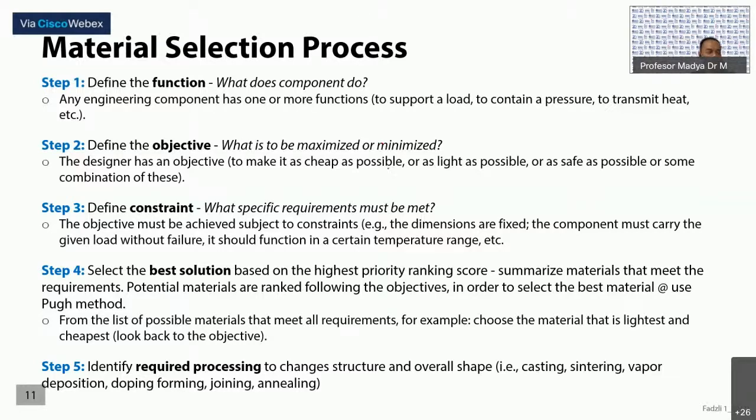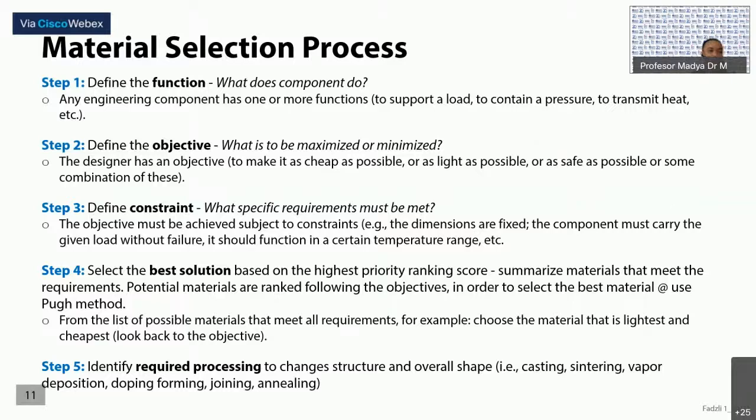Okay, sorry. So kita ada 5 step. The first step, define the function. Maksudnya you punya contoh, you nak buat produk you adalah kerusi. So that, of course, the function of the kerusi need to support the load of the human. Maksudnya, you nak support load lah, ataupun pressure. Tapi tak adalah untuk nak transmit heat, sebab ni kerusi kan. So that function dia lebih kepada load.